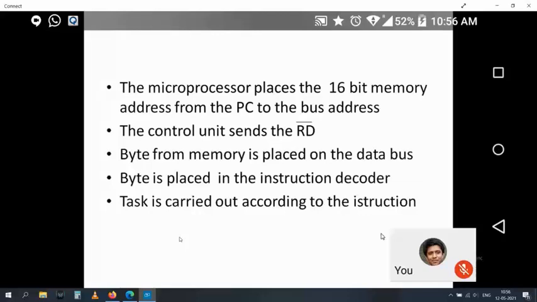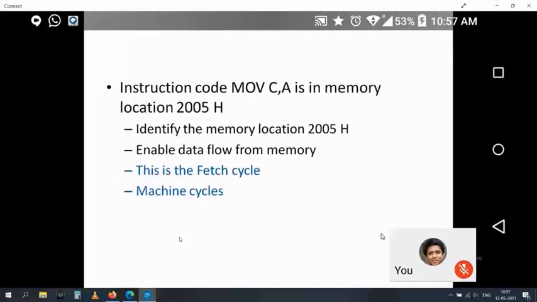Then once it reads what is there in that memory location, that has to be placed on the data bus. That information has to come to us. So the byte from the memory is placed into the data bus. And that data is brought into the instruction decoder. So the instruction decoder, as the name says, will decode the instruction. And then the task is carried out according to this instruction. So this whole cycle is called the fetch cycle.